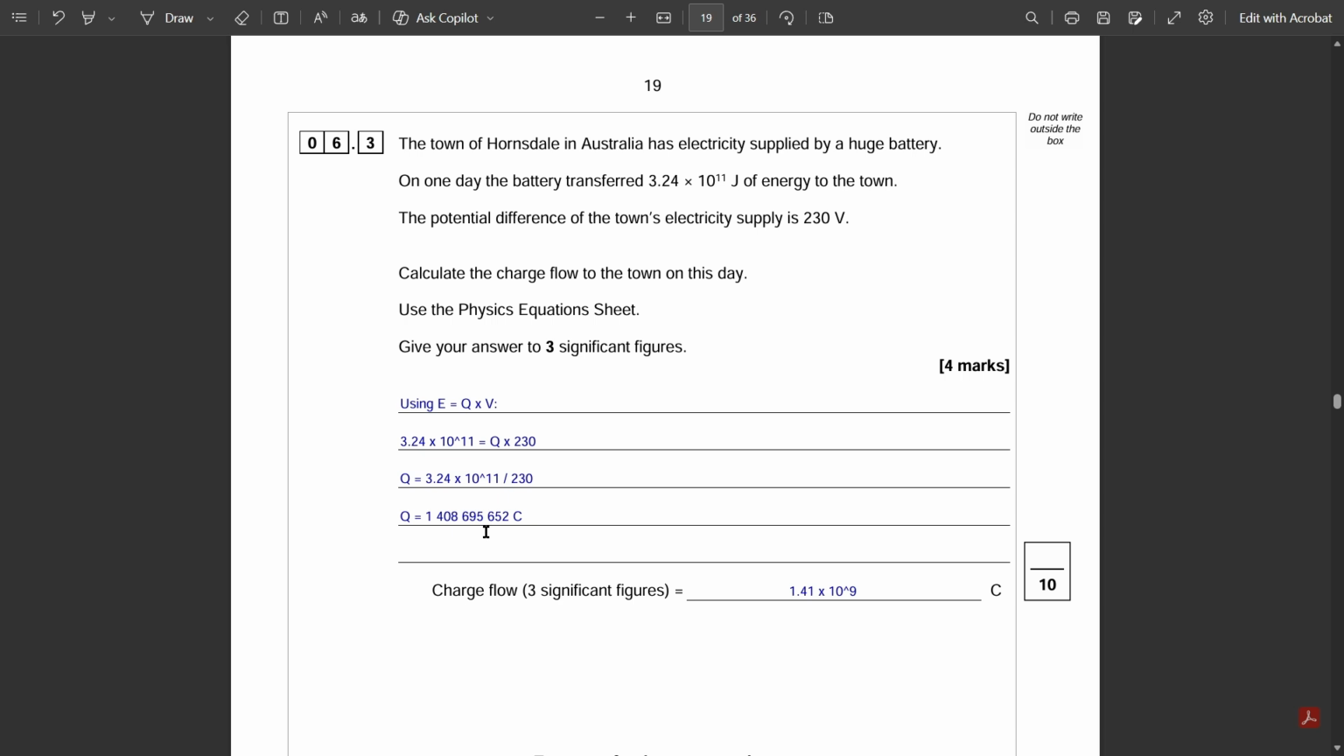1,408,695,652 coulombs, which you could just give to three significant figures like that, or you could give it in standard form as 1.41 times 10 to the 9 coulombs.